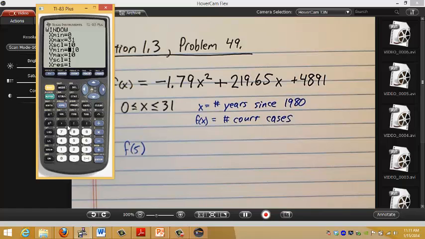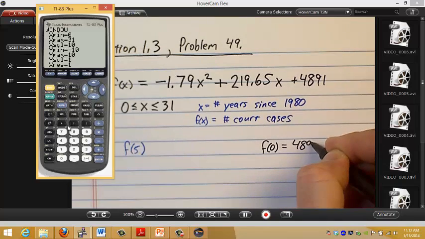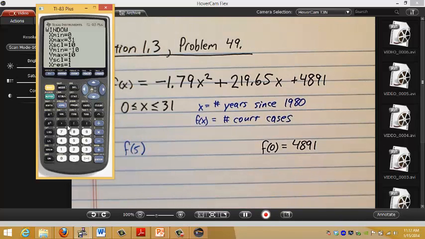4,891. How do you interpret that, by the way? The fact that f of 0 is 4,891. I know the problem says f of 5, but f of 0 equals 4,891. Could you talk to the person next to you for just a second about how we would interpret that?